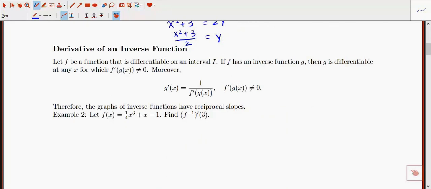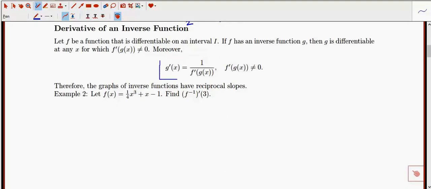Let's take a look at this theorem. Let f be a function that is differentiable on an interval I. If f has an inverse function g, then g is also differentiable at any x for which f prime of g of x is non-zero. Moreover, the derivative of the inverse function equals 1 over f prime evaluated at g of x. By observing this expression, we notice that the graphs of inverse functions have reciprocal slopes.